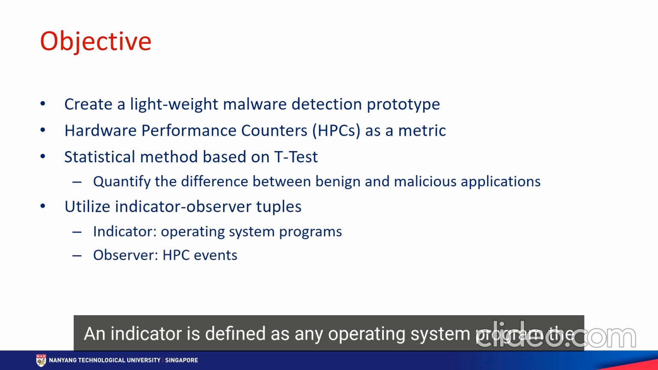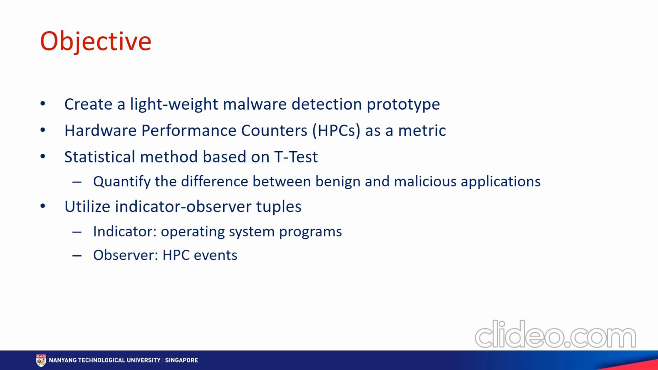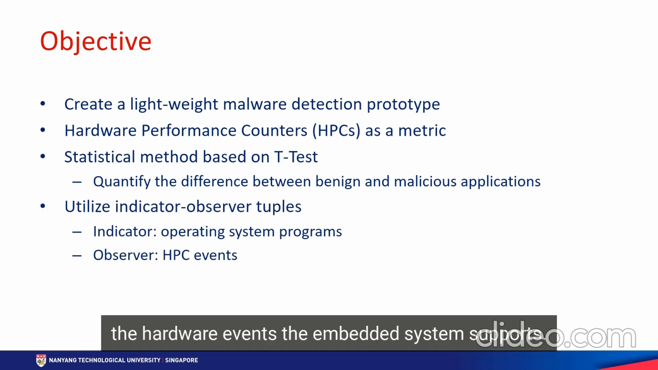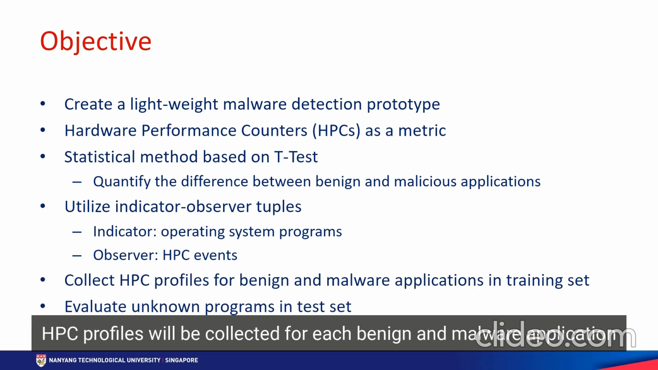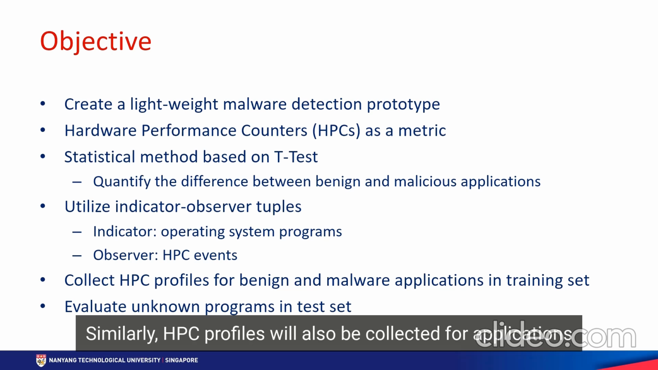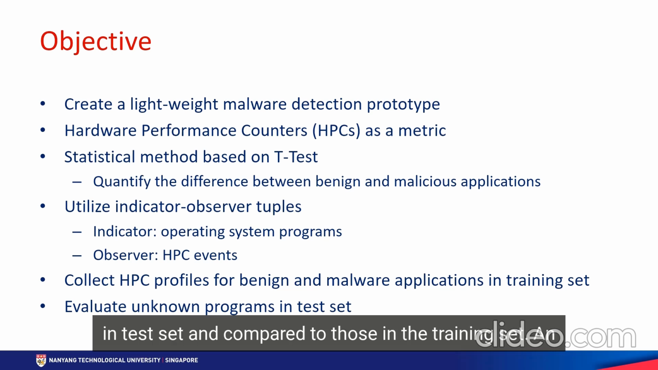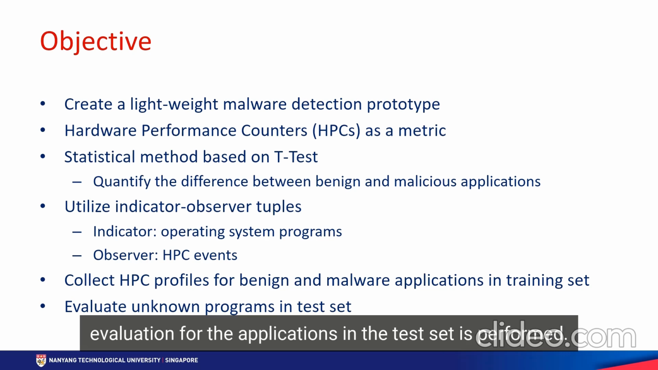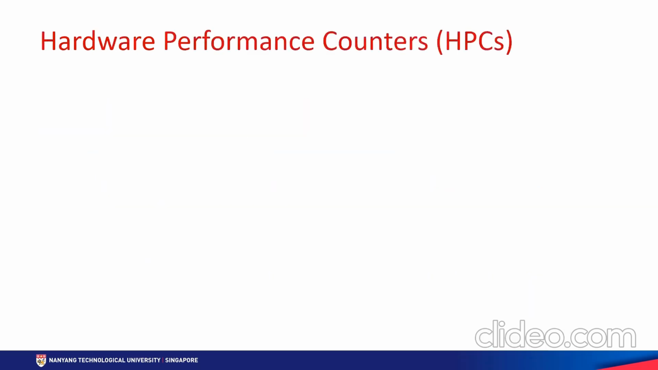An indicator is defined as any operating system program the embedded system supports, while an observer is defined as the hardware events the embedded system supports. HPC profiles will be collected for each benign and malware application in the training set. Similarly, HPC profiles will also be collected for applications in the test set and compared to those in the training set. An evaluation for the applications in the test set is performed.